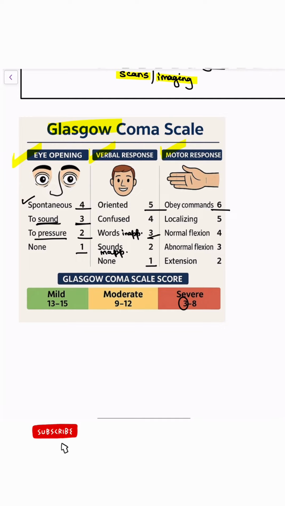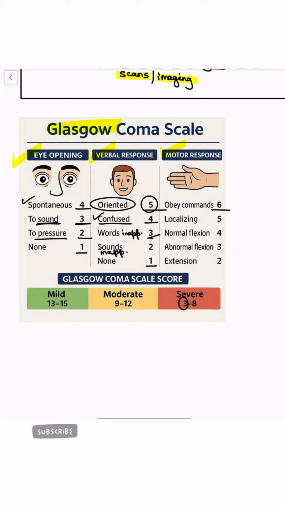And when the patient is confused, meaning I ask the question, the patient understands the question and answers the question, but the patient is not oriented to time, place and person, therefore we give the score of 4. And when the patient is oriented to time, place and person, we give the score of 5.